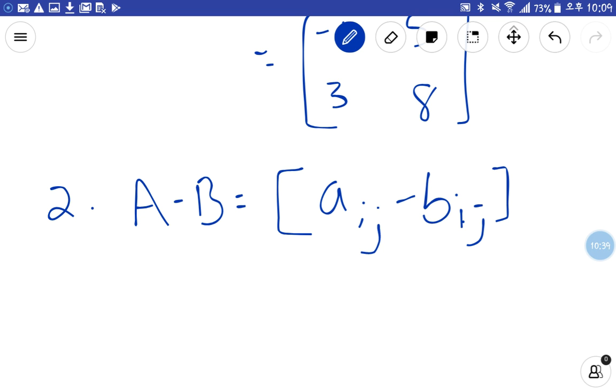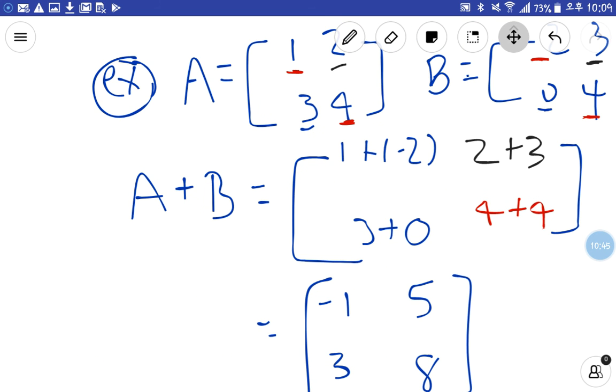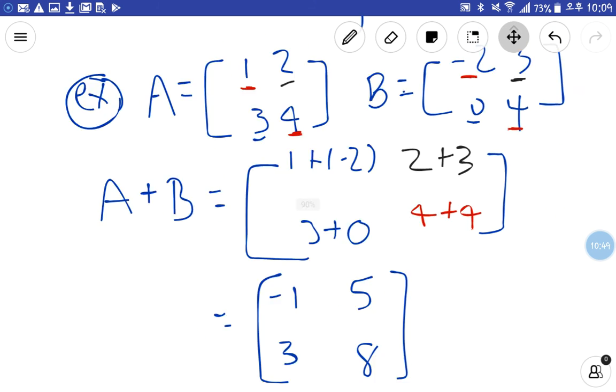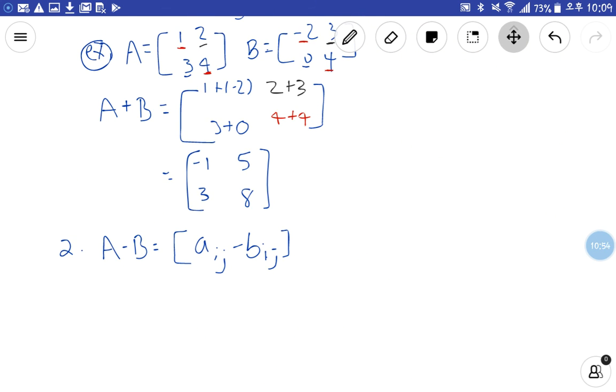Okay, I'm going to use the same example, guys. So what was my A? 1, 2. Okay, just make it smaller so I can see. So my A minus B this time.